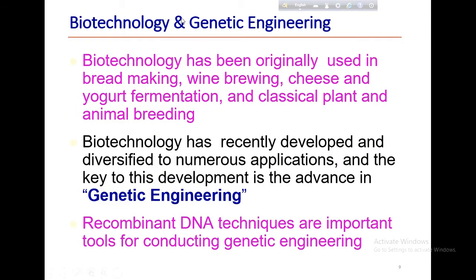Here another term has been added to our lecture, which is genetic engineering. Till now we have a brief idea about what biotechnology is, how it advanced from the ancient period to the modern era, and we have also learned that the key ingredient that switches biotechnology from the ancient or classic period to the modern period is genetic engineering.